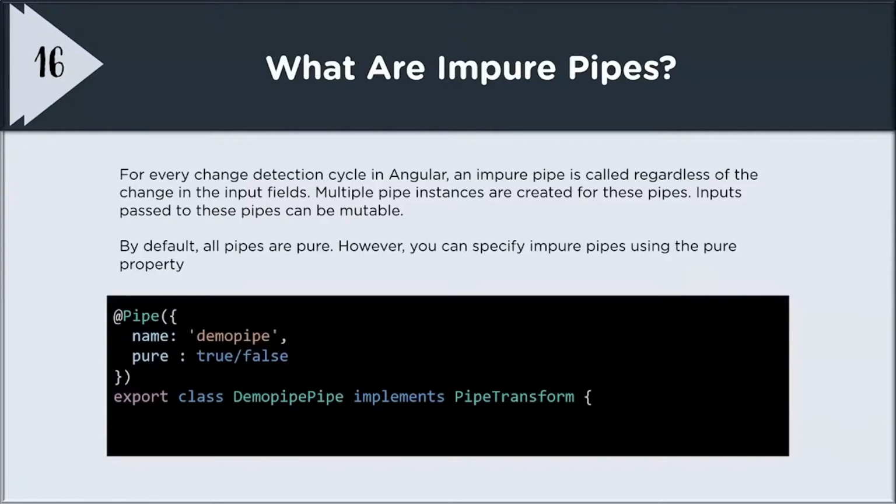Here's a code for specifying impure pipes. You can use the pure property and either mention true or false. True meaning it's a pure pipe, and false indicates that it's an impure pipe.